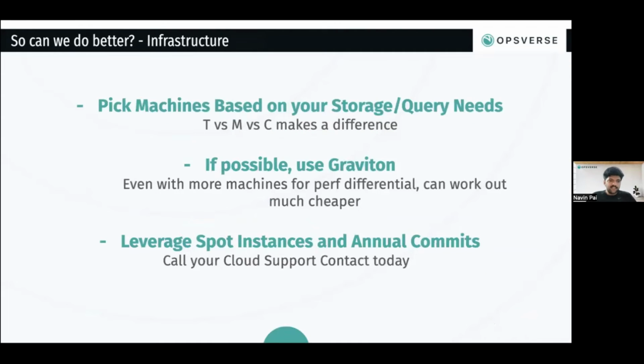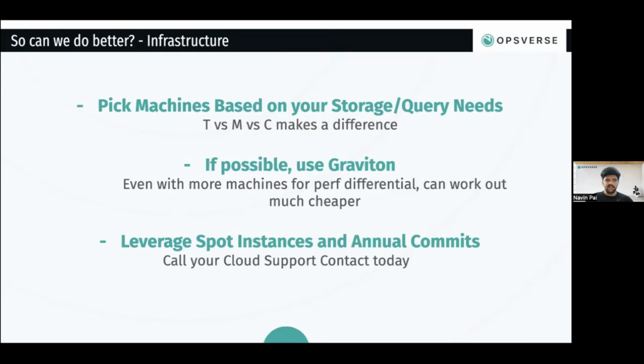The third thing we'll talk about is infrastructure. Infrastructure, again, pick machines based on your storage and query requirements. Now, this comes down a little bit to modern architectures, especially on the DevOps side of things. We have started treating every workload like cattle rather than pets. But unfortunately, most observability systems have very different requirements in terms of whether they are constrained by CPU, memory, or something else. Maybe they make use of both, and so on and so forth.